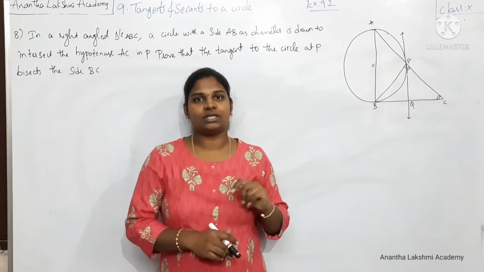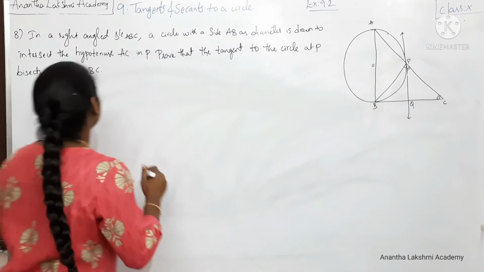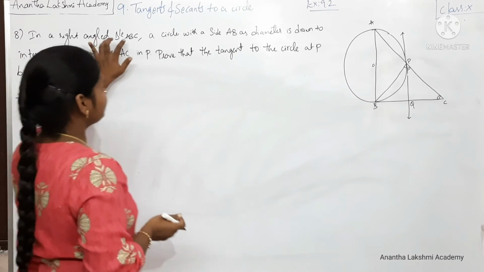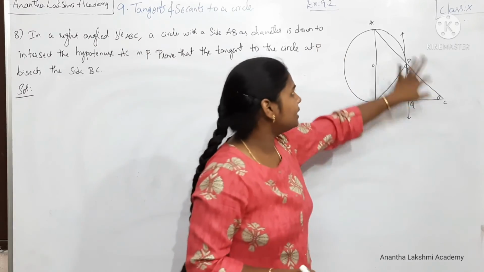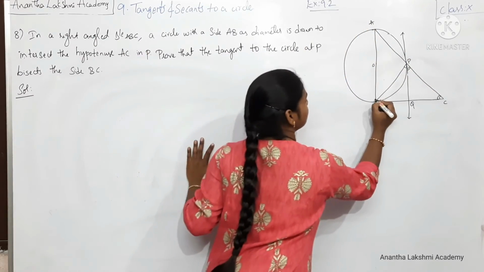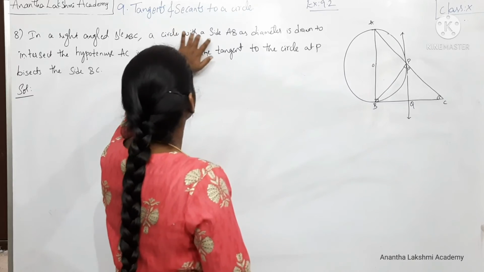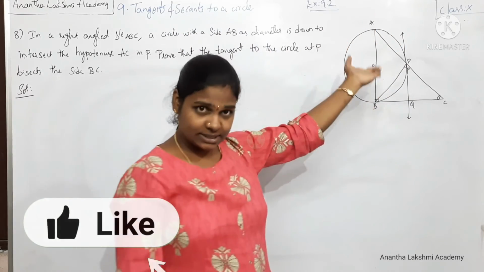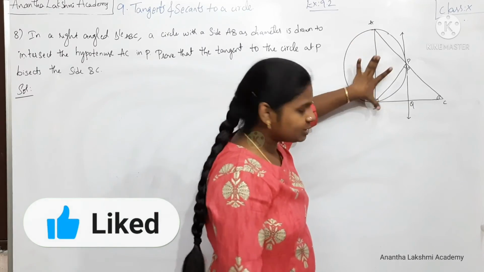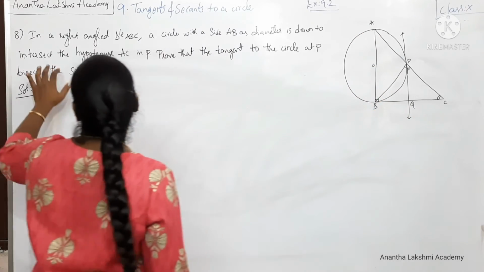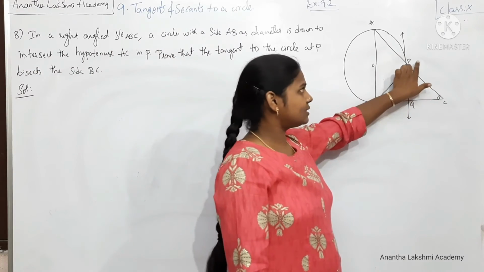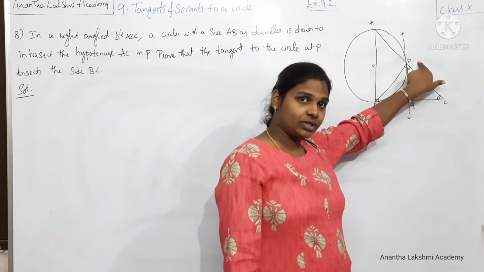So here we have problem number 8. Let us look at this. ABC is a right angle triangle. Okay, this is the right angle, with side AB as the diameter of the circle. We have a circle enclosed and AB is the diameter of the circle, which is drawn to intersect AC in P. This circle is intersecting the hypotenuse in P.